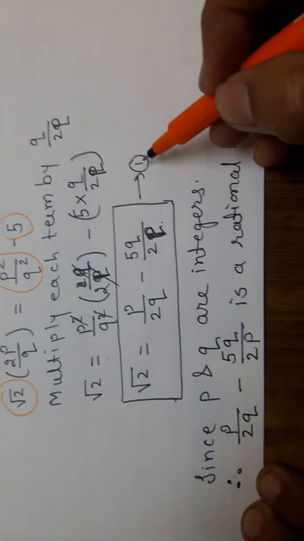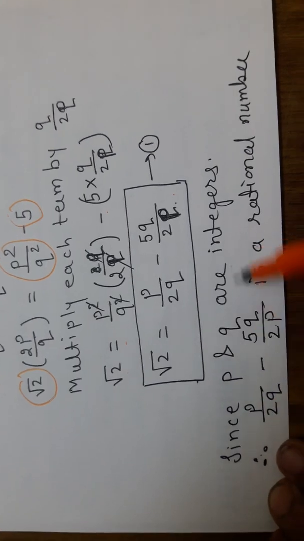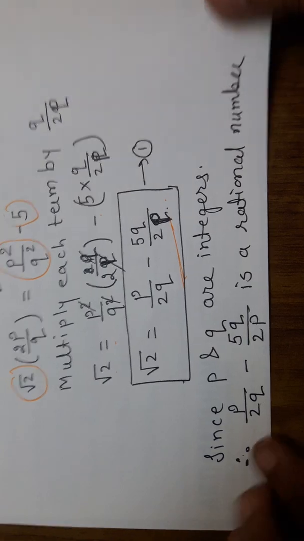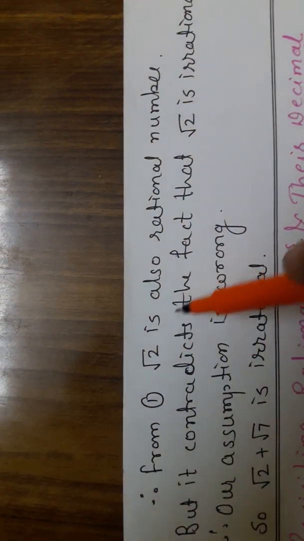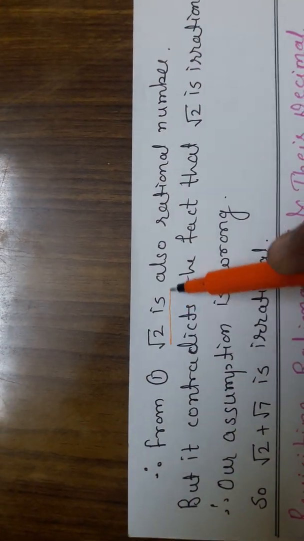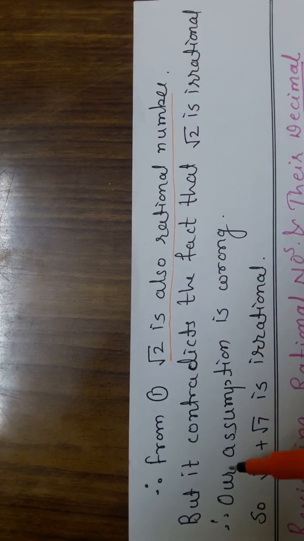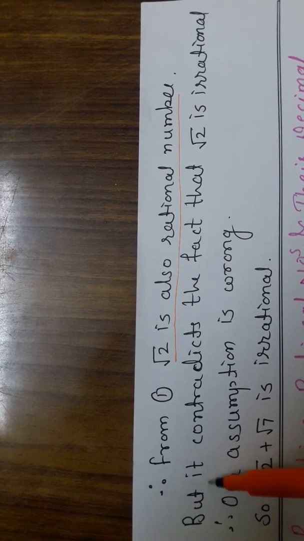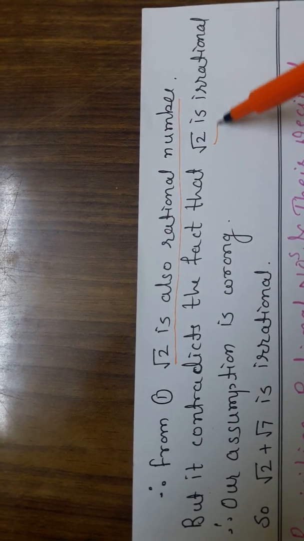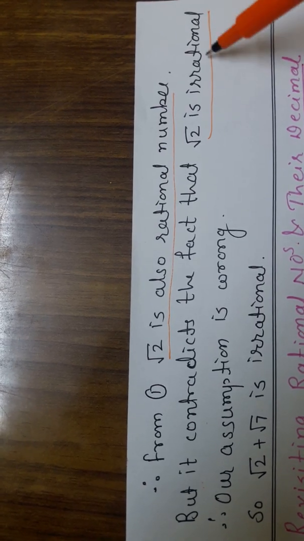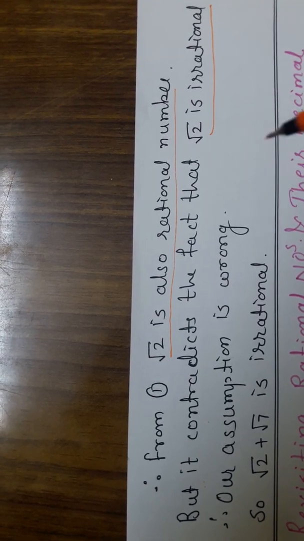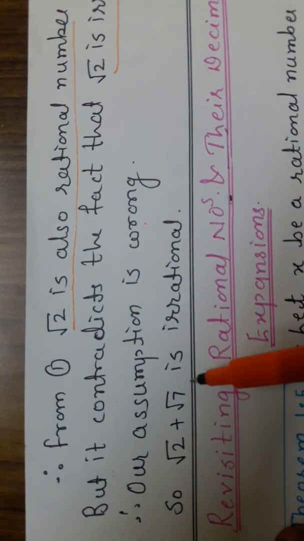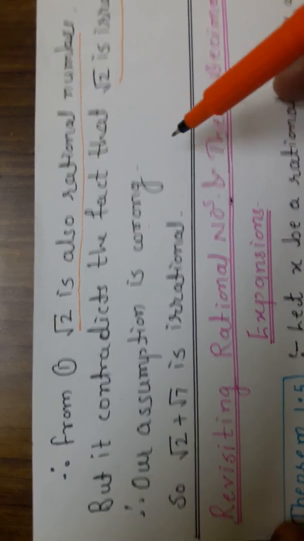We call this equation 1. Since p and q are integers, therefore the right hand side is a rational number. From 1, if the right hand side is rational, therefore the left hand side root 2 is also a rational number. But we already proved root 2 is irrational. But it contradicts the fact that root 2 is an irrational number. This happens because our assumption is wrong. Therefore, our assumption is wrong. So root 2 plus root 7 is an irrational number. Jai Gurudev.